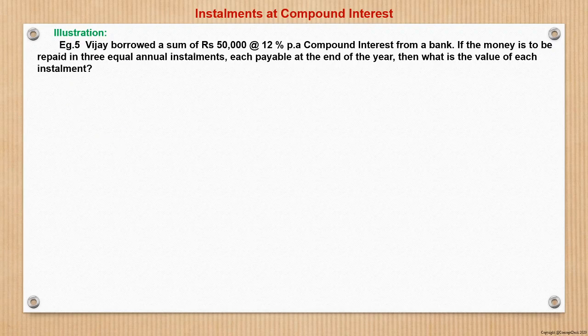Here Vijay borrowed a sum of 50,000 rupees at 12% per annum at compound interest from a bank. If the money is to be repaid in 3 equal installments, each payable at the end of the year, then what is the value of each installment? Value of each installment. So let us say we will use the same technique.